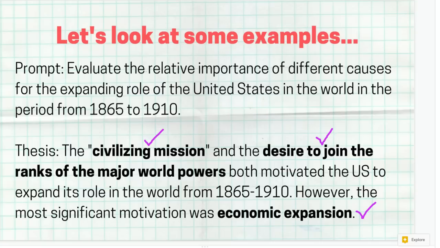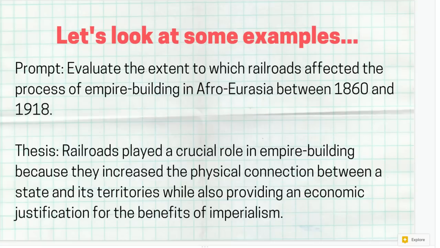Okay, let's look at one more example. So this is a world history example from the 2018 DBQ. Evaluate the extent to which railroads affected the process of empire building in Afro-Eurasia between 1860 and 1918. So in AP World, we'd really need to be careful when they say things like in Afro-Eurasia, right? There's a geography element that is, I think, especially important in world history, because what this means is you are not talking about the Americas.